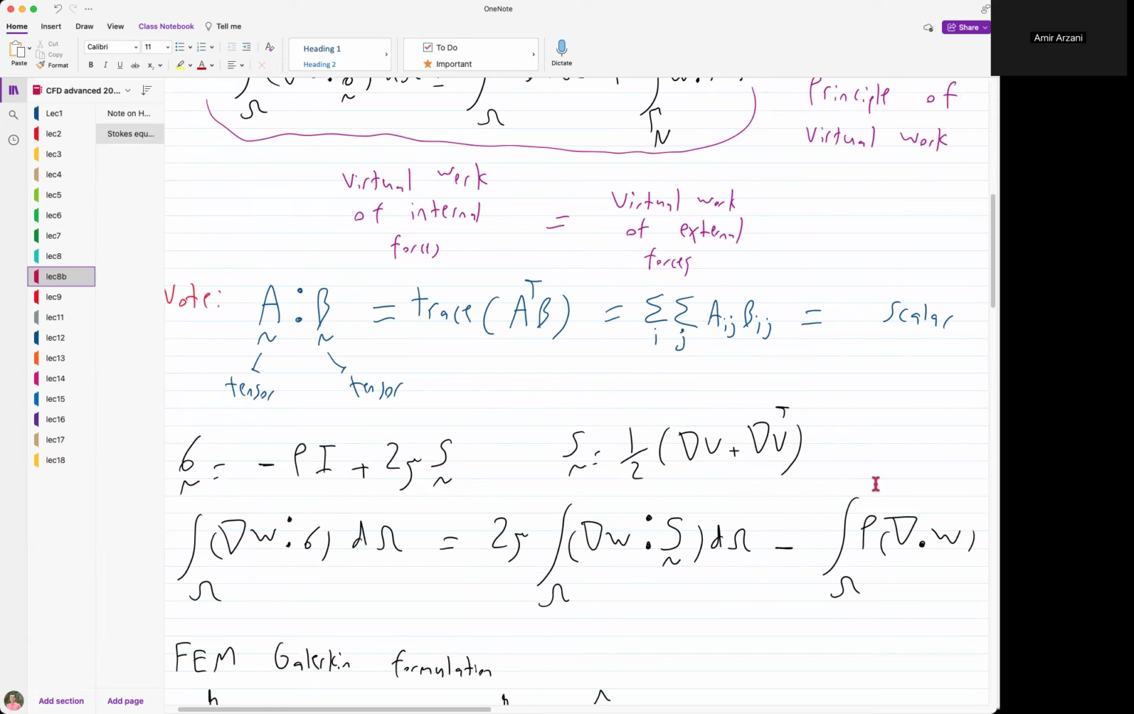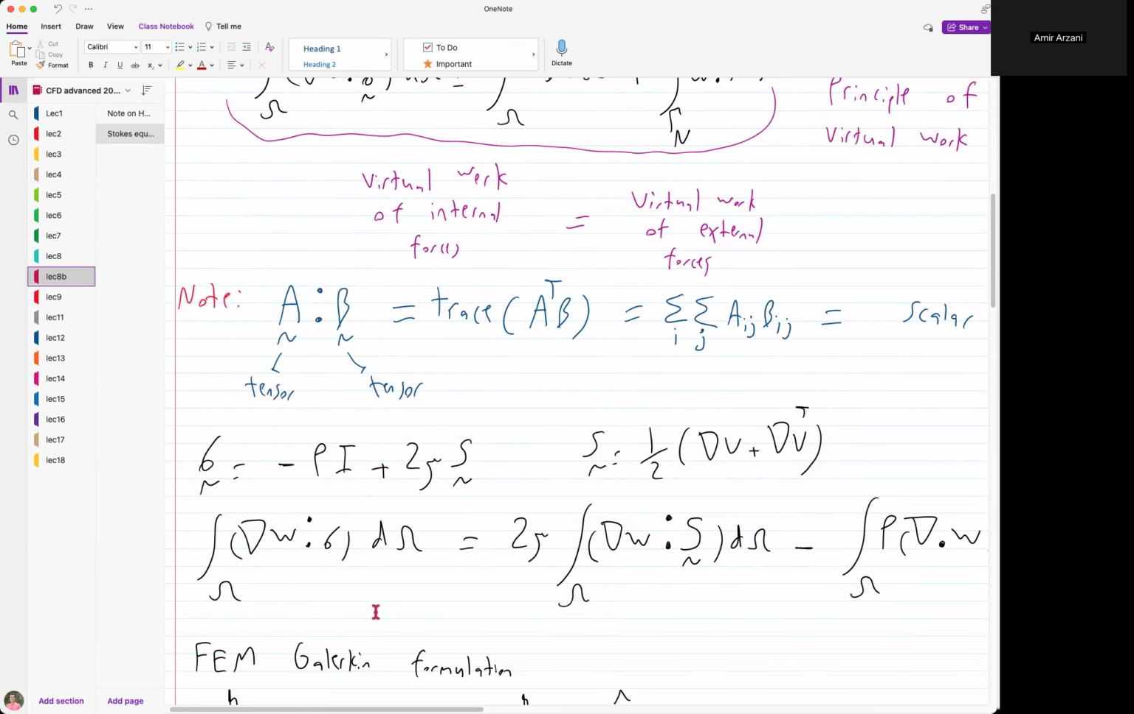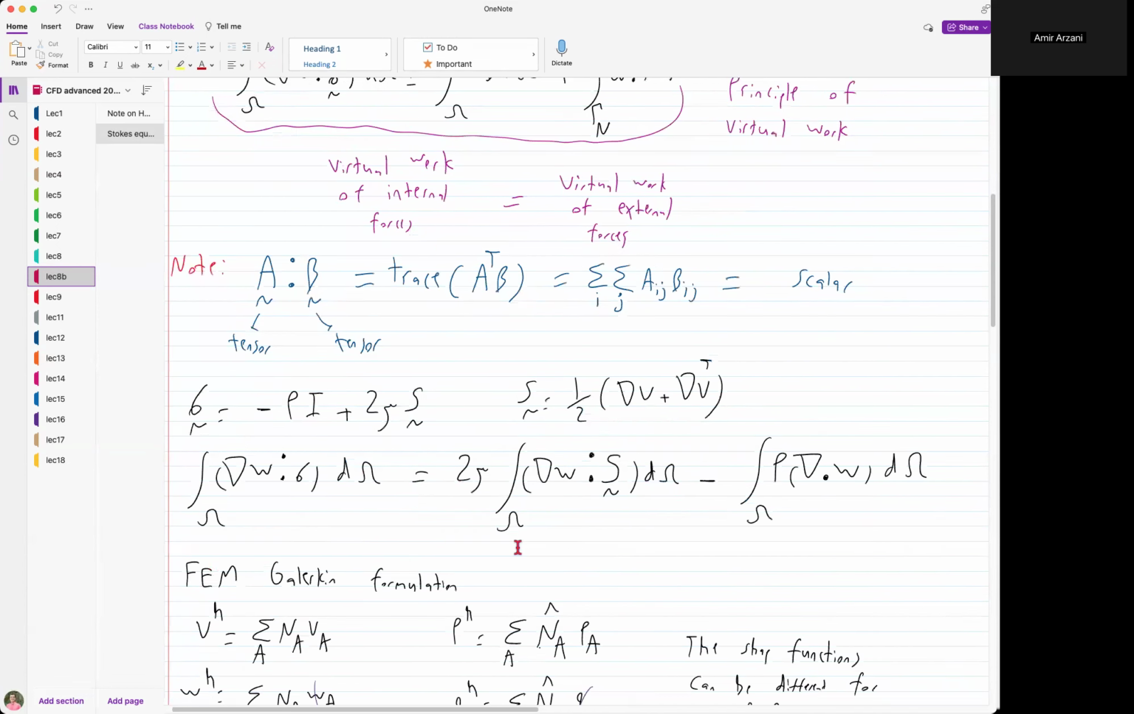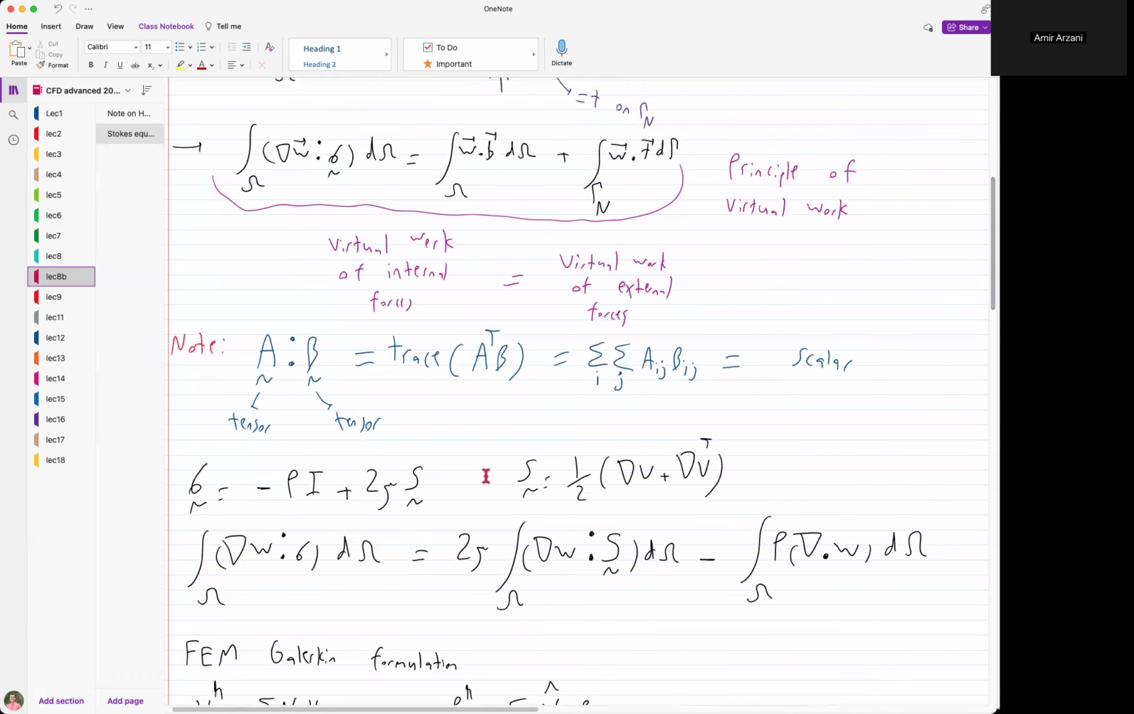Then we want to plug in for this term. So instead of sigma, I'm going to put minus p times I, the identity tensor, plus 2 mu times S, the symmetric part of the velocity gradient. If you plug that in, S will just appear and replace sigma with this factor 2 times viscosity. And for the pressure term, you're going to get pressure times divergence of W.